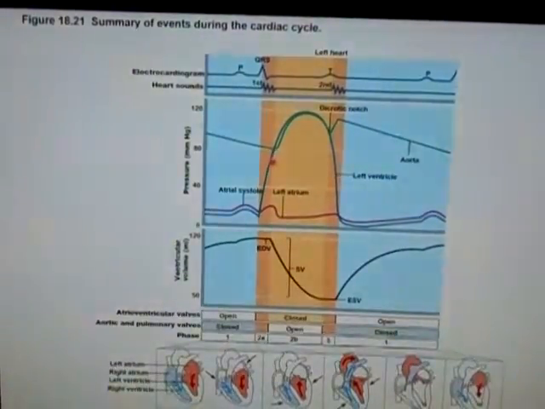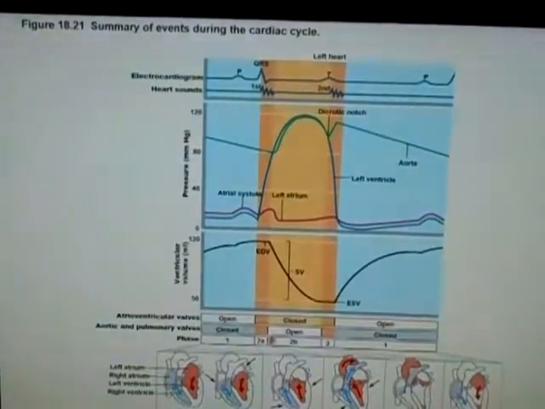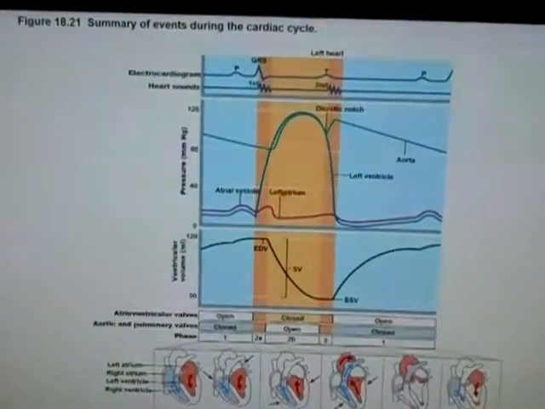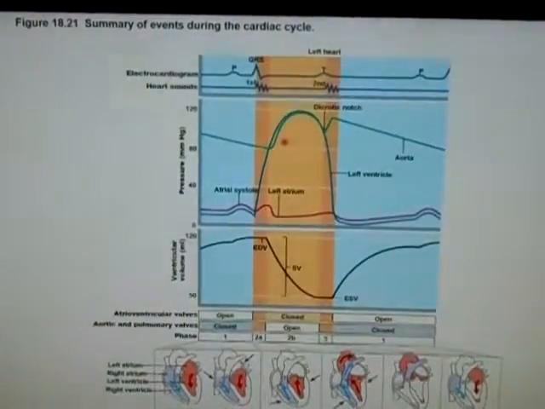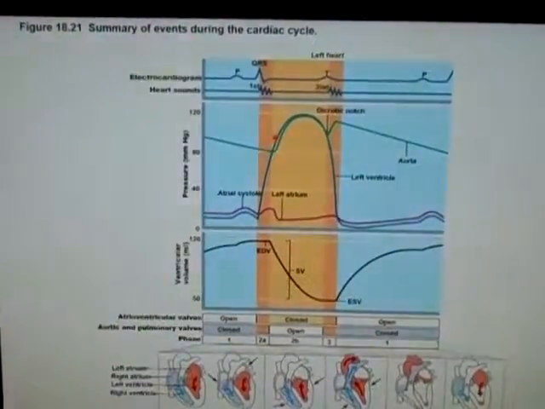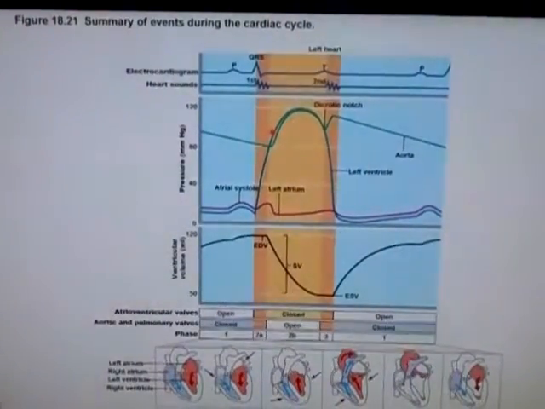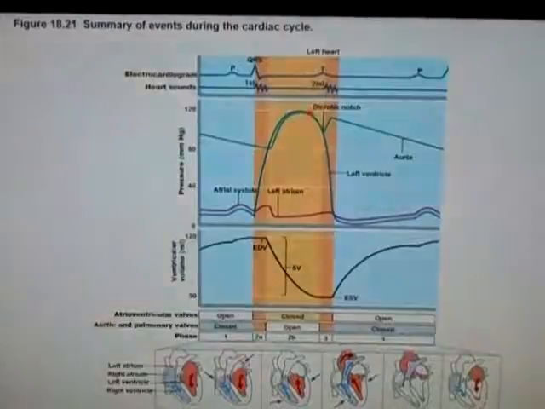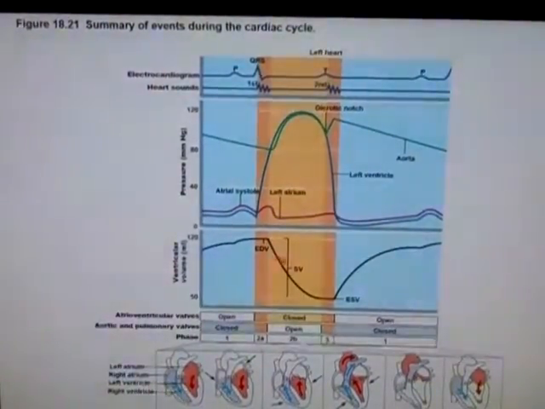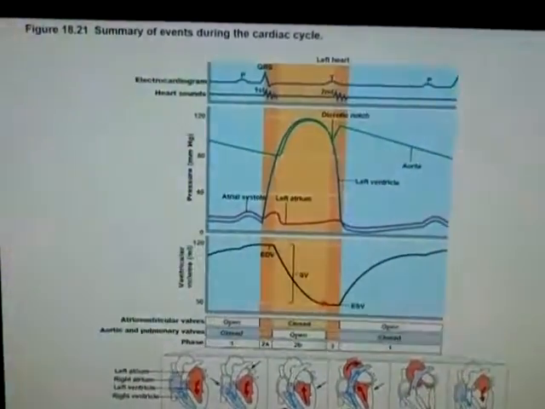When it does, you'll see the blue line go higher than the green line, and that opens our semilunar valves. And this lighter colored strip there in the middle is the ejection phase. And as long as the blue line stays above the green line, the semilunar valves will be open and blood will be coming out of the heart through both ventricles. So we see over here the volume in the ventricle decreasing as blood is being forced out.